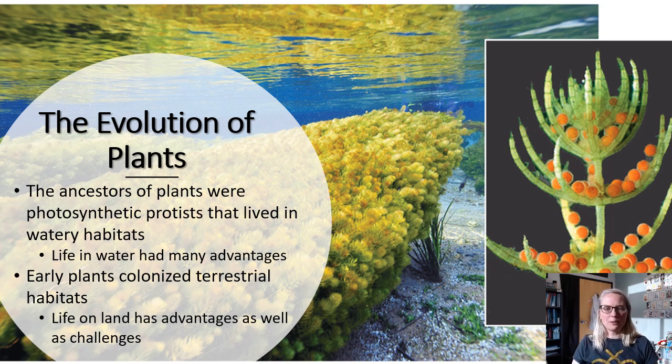So life in water was advantageous because you could get your gases, you could get rid of your oxygen, you get your carbon dioxide. Water, if it's clear enough, you had enough sunlight to come through to carry out your photosynthesis. And the biggie is reproduction. So you could just release your gametes into the watery environment and they could find each other out there in that watery environment. Early plants started to colonize the land.